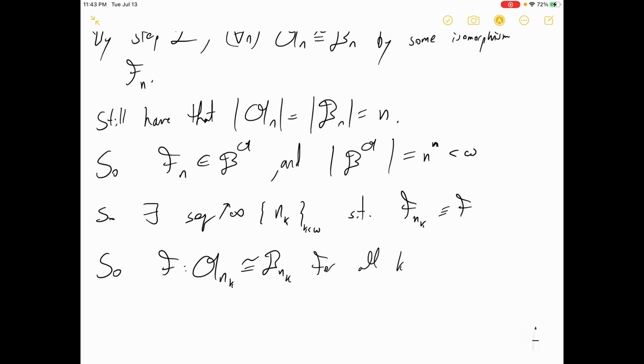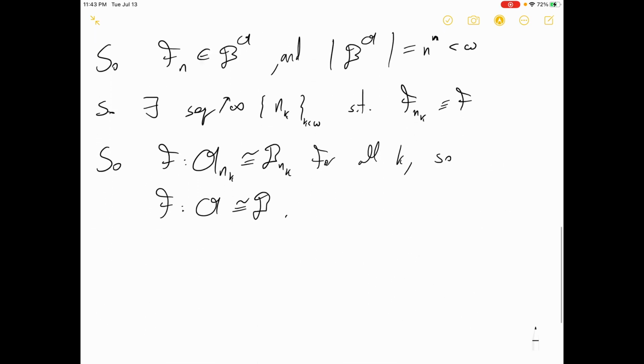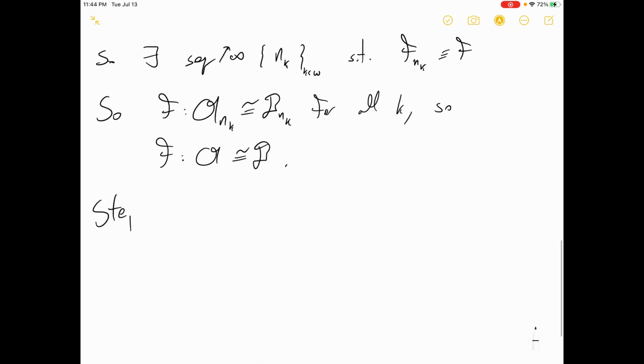And since n sub k goes to infinity, we know that that will eventually involve all symbols in our language. So this constant map f must be an isomorphism from A onto B. So essentially, the heart of this argument is the pigeonhole principle for infinite to finite. So that does it for a countable language. The final step, step 3, is for arbitrary L.